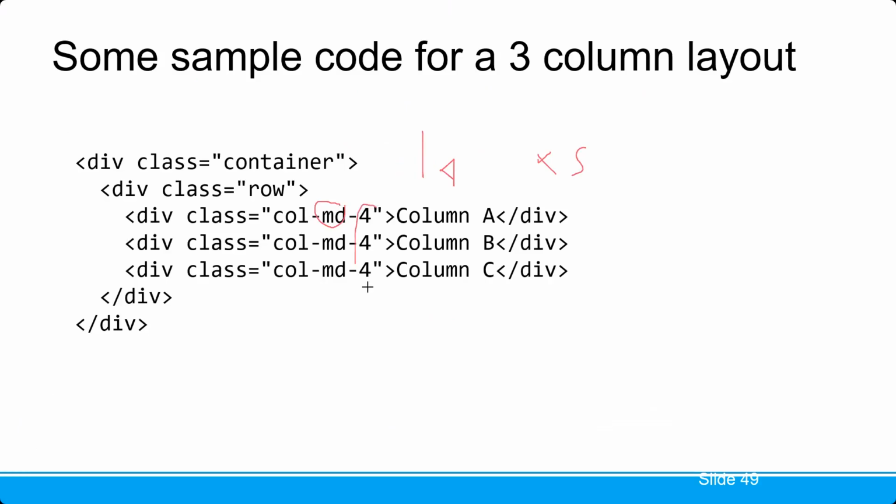It means if you have MD4, MD4, MD4, then out of 12 span, you have 4, 4, 4. So this is 4, this is 4, this is 4. Then you want to split the whole bit into 3 different columns.